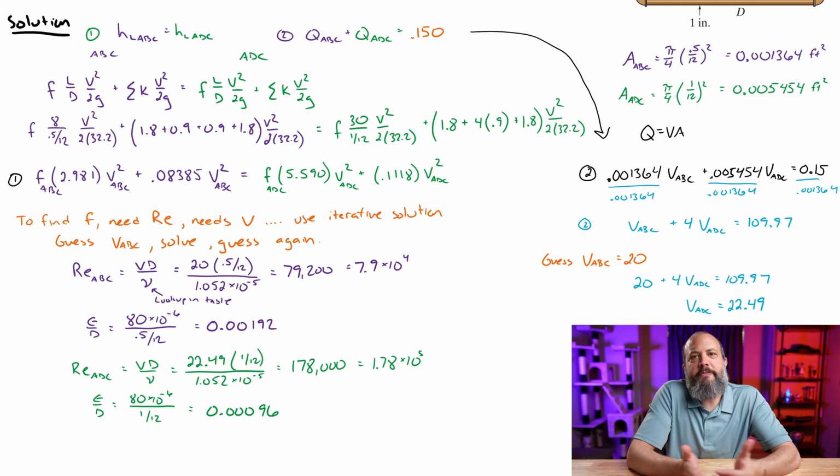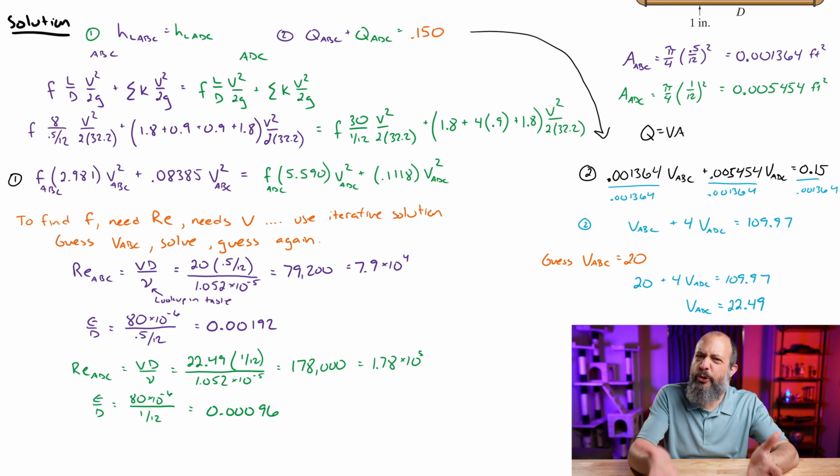So normally for roughness coefficient, you would be given the material that the pipe is made out of, whether it's commercial steel, galvanized iron, copper, something like that. And you would look this value up in a table, but for this problem, we were given the number.